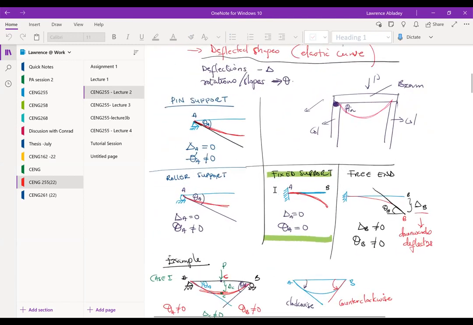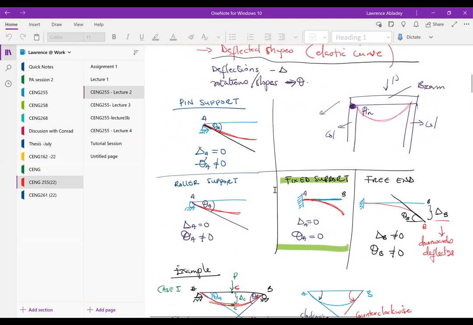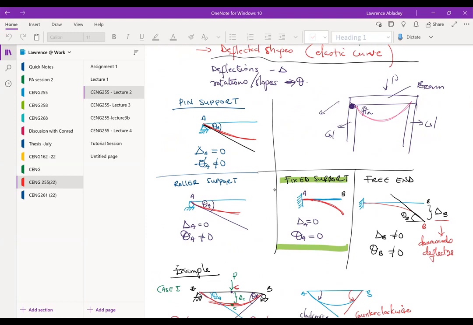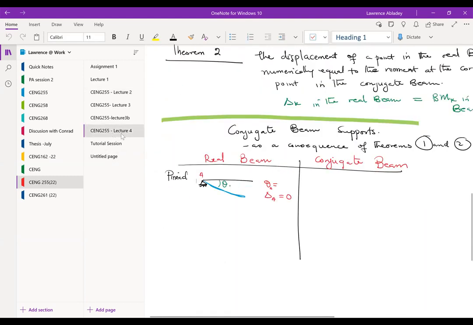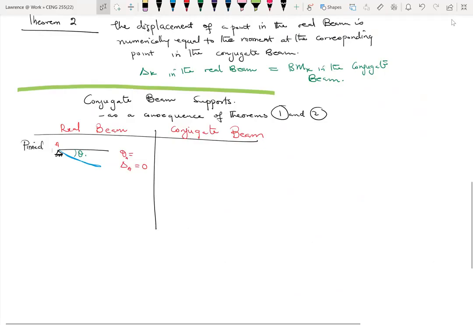So we can see from our lecture 2 that if we have a pin support, right? Once the support is pinned, the deflection at that point is 0. But then there'll be a rotation of that particular point A. Okay, at least we have established these things already. So I'm going to pick that information and bring it to this approach, the conjugate beam approach.